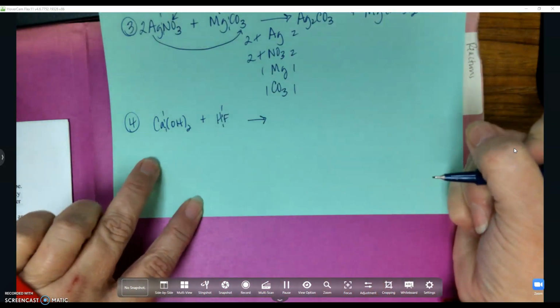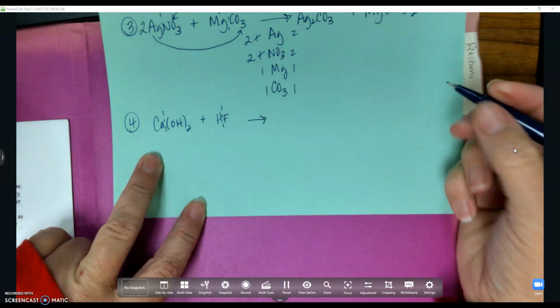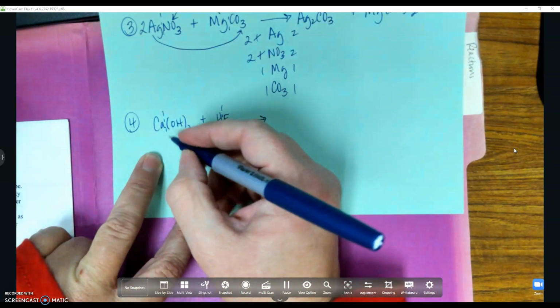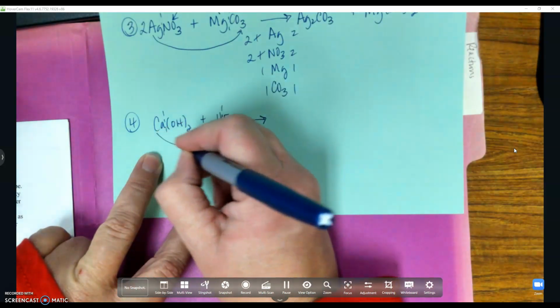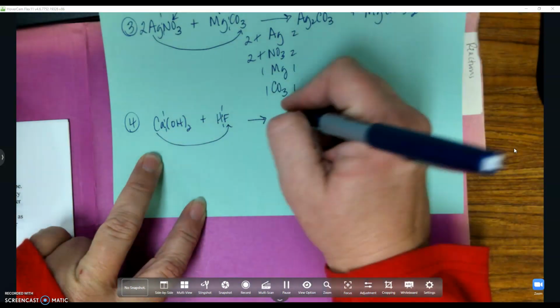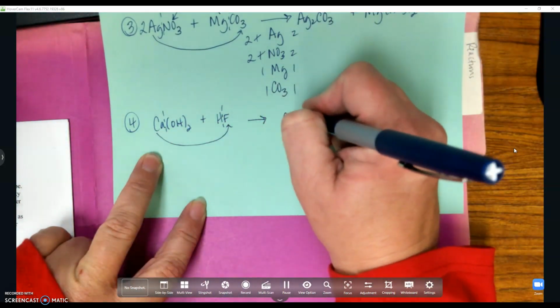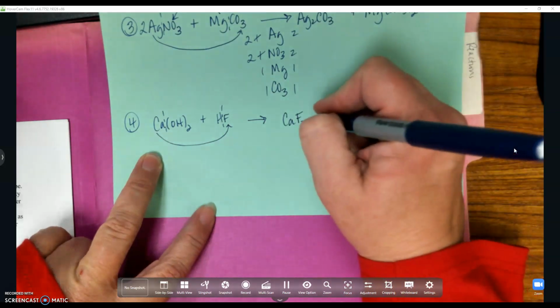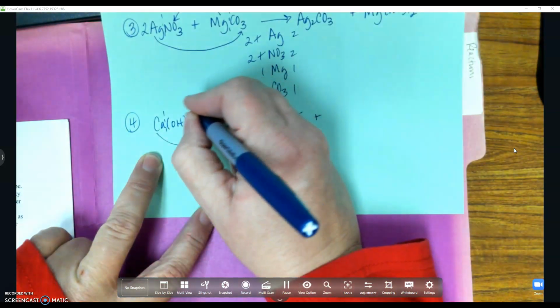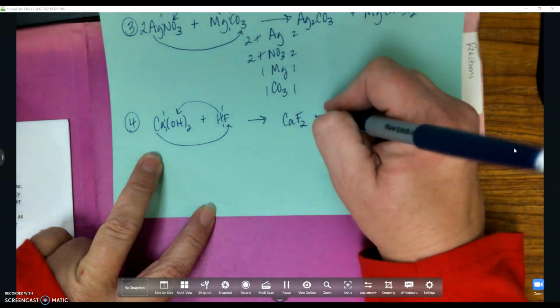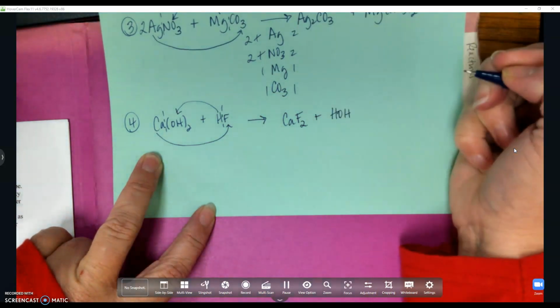Okay, so again, just going to divide these by cation and anion. You don't have to do that if it's not necessary for you, but I'm just illustrating again how to separate the ions. So outside goes with outside. Calcium is +2 and fluorine is -1, so I need 2 fluorines. Plus, this H is going to come over here and make HOH.